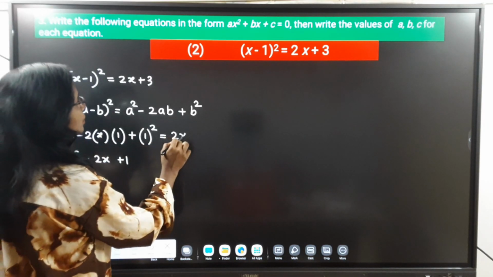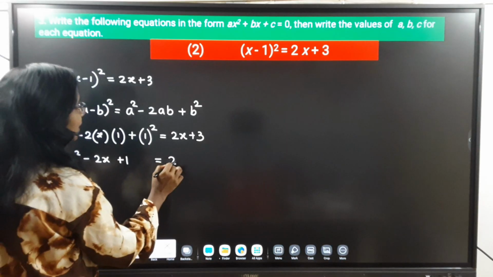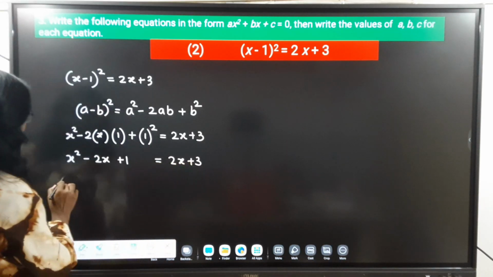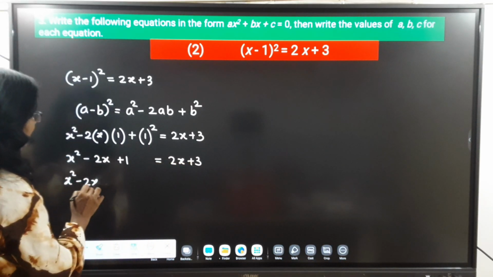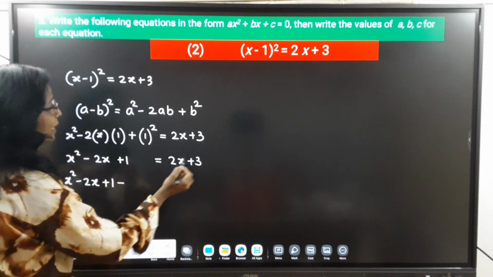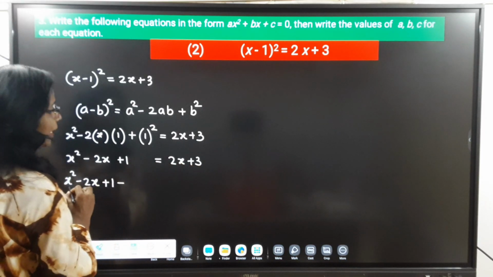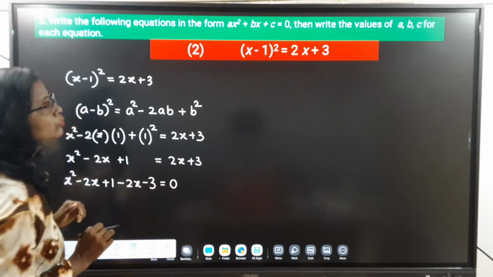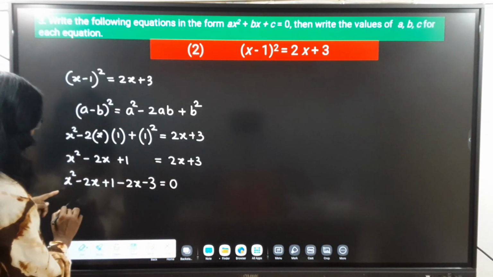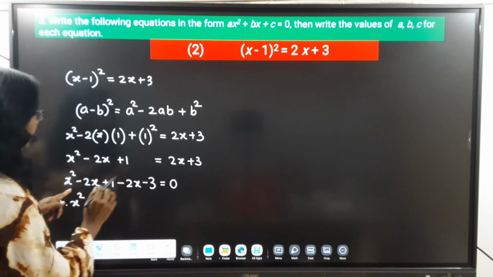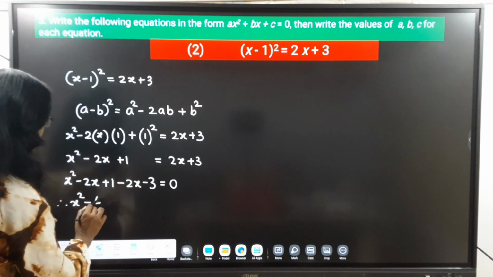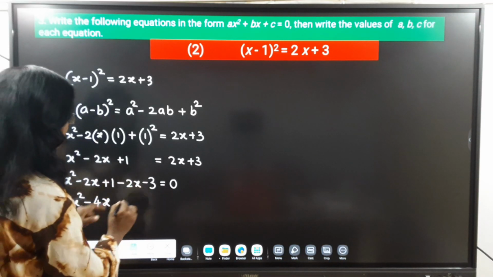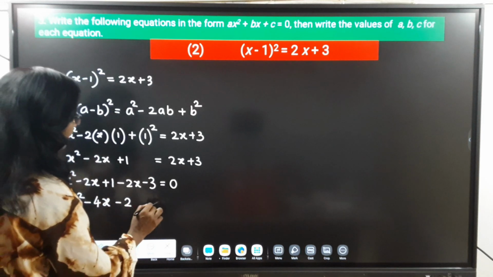Here, which is equal to 2x plus 3, and here also 2x plus 3. Now further we simplify this, that is x square minus 2x plus 1. So shifting 2x and plus 3 to the left hand side, it becomes minus 2x minus 3 is equal to 0. Then here, students, x square, then minus 2x minus 2x becomes minus 4x, plus 1 minus 3 is minus 2, which is equal to 0.